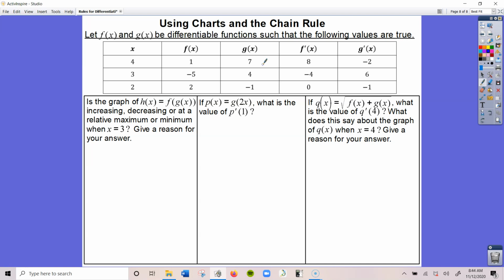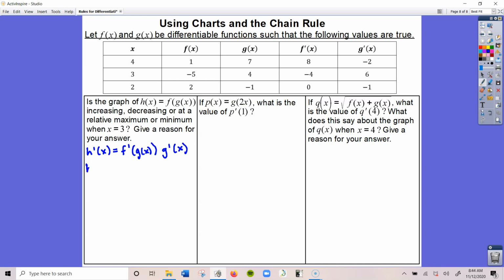To determine if our graph is increasing or decreasing, etc., we need to find the first derivative. Remember that the first derivative tells us the behavior of our graph. So we need to find h prime of x. And as you can see, this is the chain rule. We have g of x inside of f of x. So first, remember, we find the derivative of the outside, so f prime of g of x. And then we multiply that with the derivative of the inside, so g prime of x.